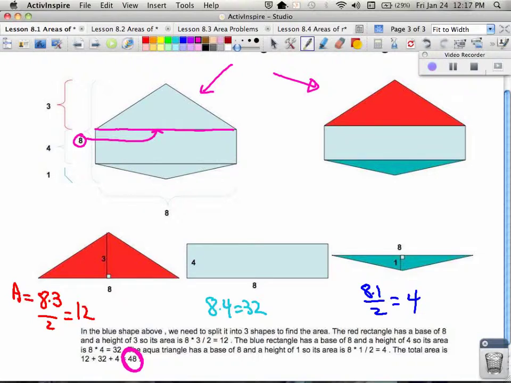So strategy, when you see a complicated shape, split it up into shapes that are more basic that you know the areas for. So far, we for sure know the area of a triangle is base times height divided by 2, and the area of a rectangle is base times height.